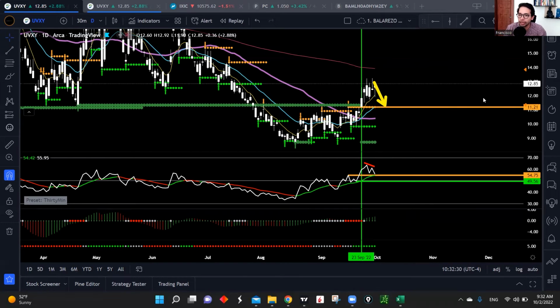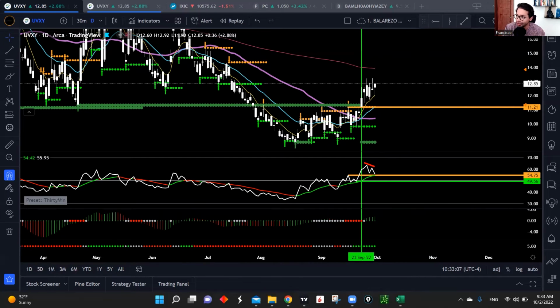Can we get a pullback in the UVXY to this 11.21 level, which is going to act as demand? And then can we get a pullback into that rising 21 exponential and then another leg to the upside? That's kind of what I'm seeing here in the UVXY, and that falls in line really well with what we're seeing in the Nasdaq Composite. So for the Nasdaq Composite, we're waiting for a rally to short, and in the UVXY, we're waiting for a pullback to buy and get involved on the long side. So I think those charts are basically telling the story.